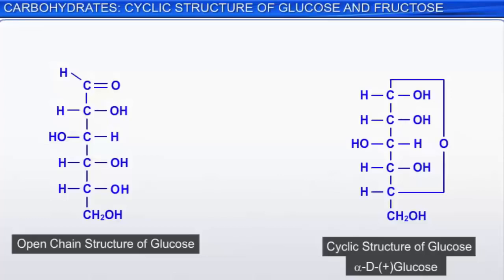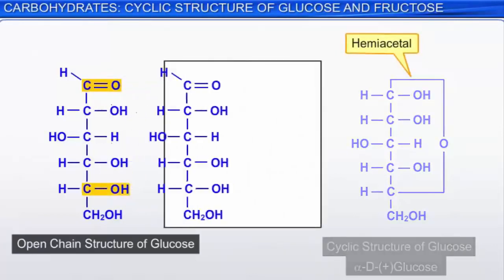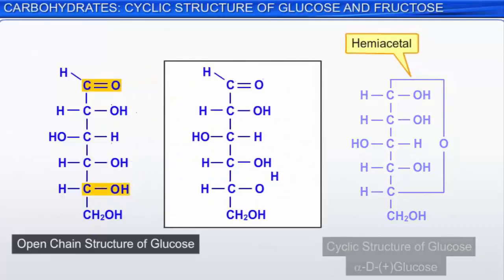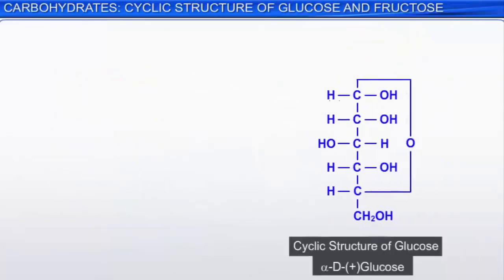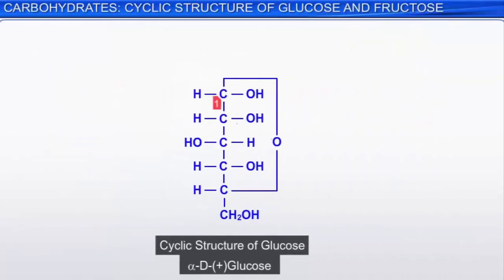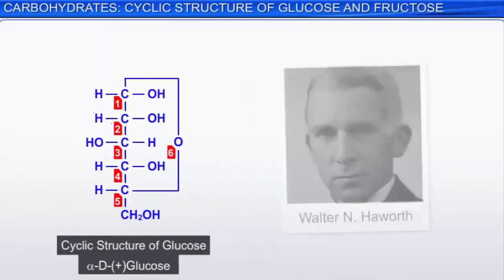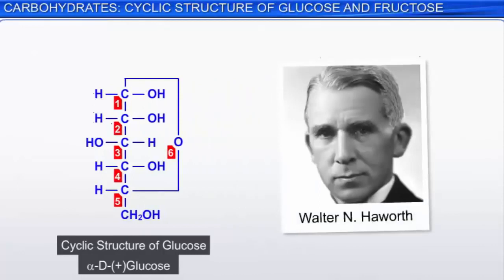The cyclic structure is attributed to the formation of hemiacetal from the reaction between the aldehydic group and the C5-hydroxyl group present within the same molecule. The cyclic structure thus formed is a six-membered ring. This cyclic structure was experimentally elucidated by Haworth and further confirmed by X-ray analysis.